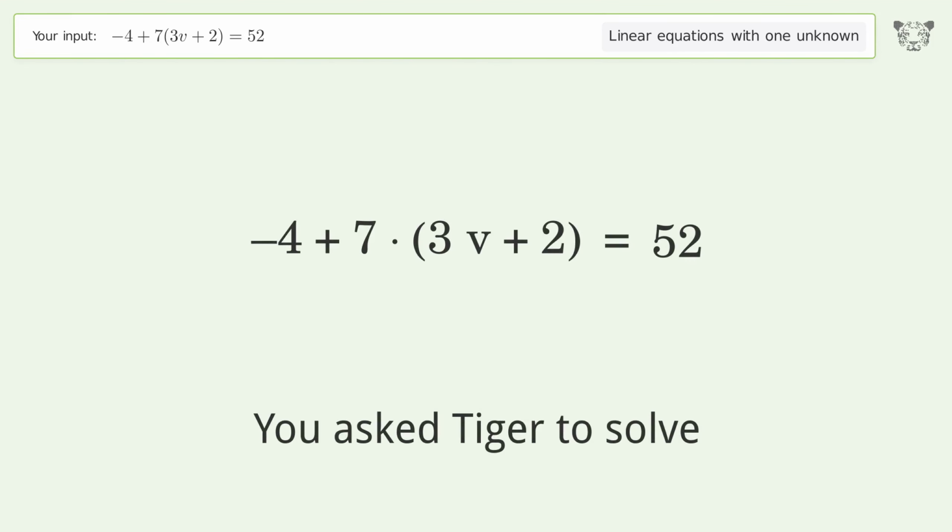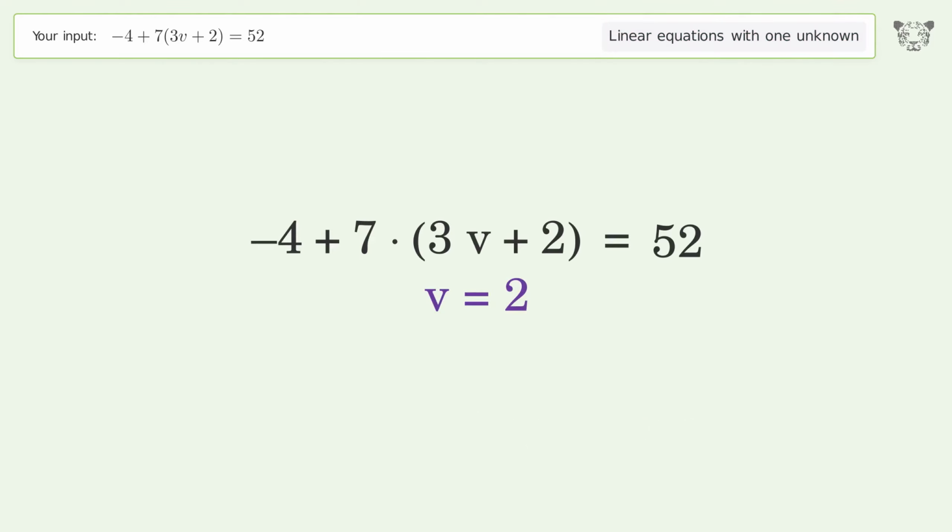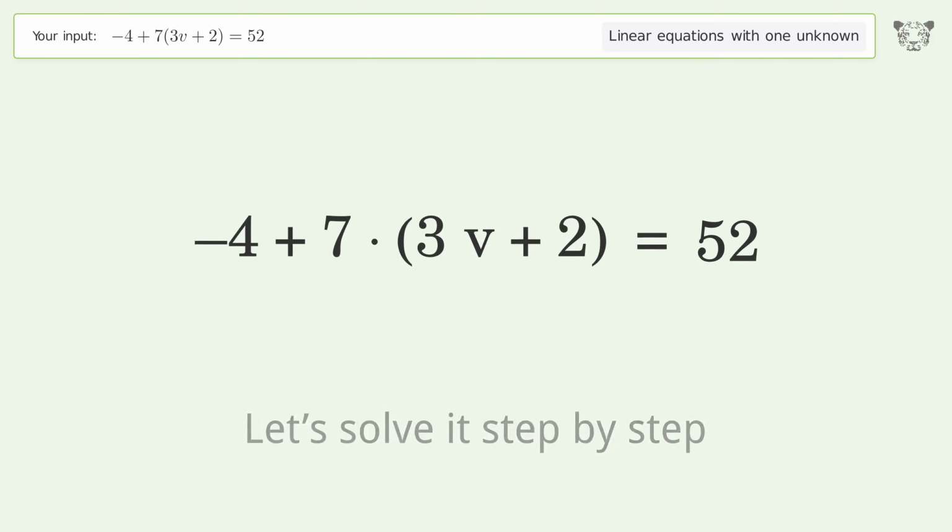You ask Tiger to solve this. This deals with linear equations with one unknown. The final result is v = 2. Let's solve it step by step.